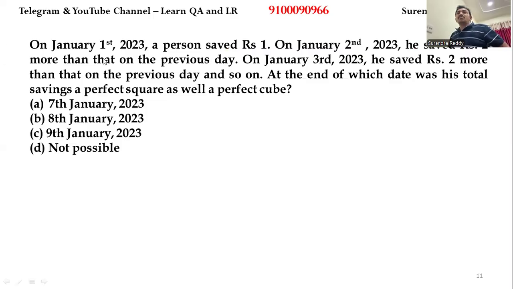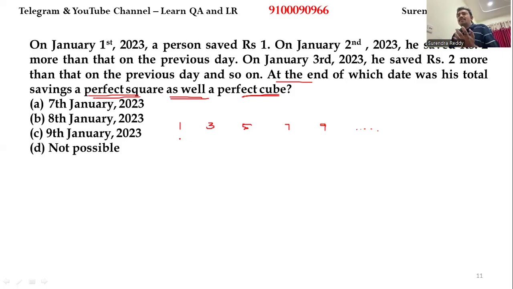On January 1st, 2023, a person saved 1 rupee. On 2nd January, he saved 2 rupees more than the previous day. So on the first day he's saving 1 rupee, now he will save 3 rupees. Next, another 2 rupees more, another 2 rupees more, another 2 rupees more, and so on. Do you see these are odd numbers? Then, at the end of which date was his total savings a perfect square as well as a perfect cube?